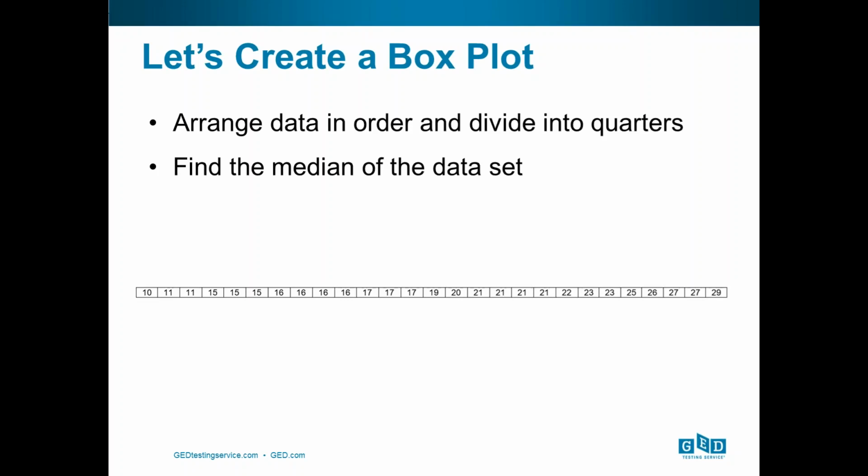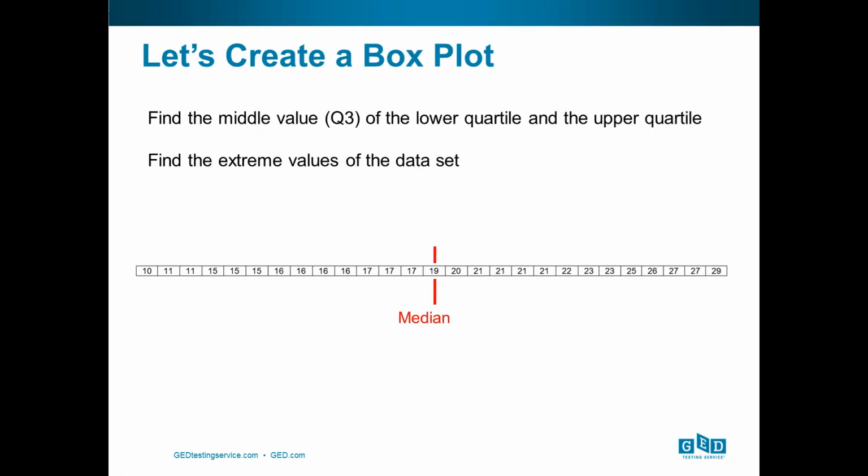So what I can do to create a box plot is arrange that data in order, which is what we've done here, and divide it into quarters, which is my first step. Finding the median first, the middle, and then finding the middle value of that lower quartile and upper quartile, and then those extremes, those things that go out. Isn't that pretty? Now I have it divided into fourths.